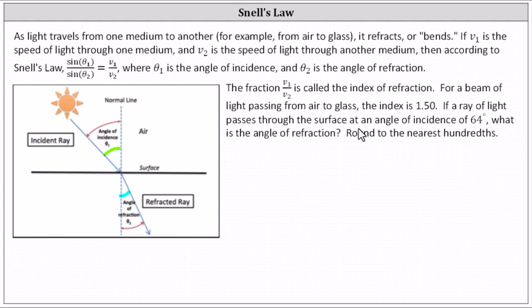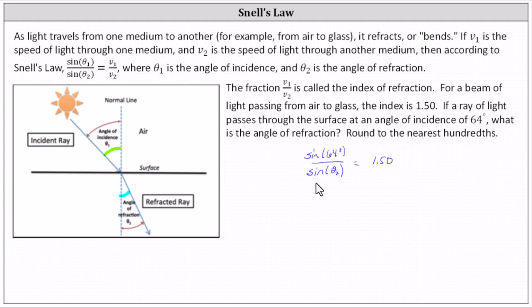If a ray of light passes through the surface at an angle of incidence of 64 degrees, what is the angle of refraction? Round to the nearest hundredths. Because v sub 1 divided by v sub 2 is the index of refraction, which is 1.5, and theta sub 1 is the angle of incidence, using Snell's law, we have the trig equation, the sine of 64 degrees divided by sine of theta sub 2, where theta sub 2 is the angle of refraction, must equal 1.5 or 1.50. And now we need to solve for theta sub 2.